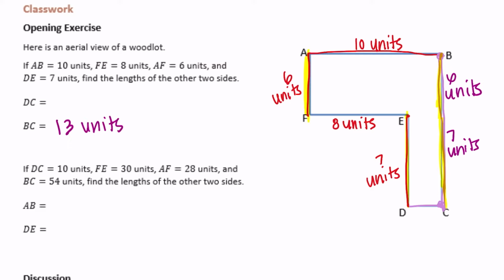Okay, so let's do DC. So this part right here. I know that the AB up here, this whole thing, is 10. And I know that FE, this part right here, is 8. So the whole thing is 10, this part is 8. To figure out this little piece, I'm going to do 10 minus 8, get rid of this section. And so this would be 2 units.